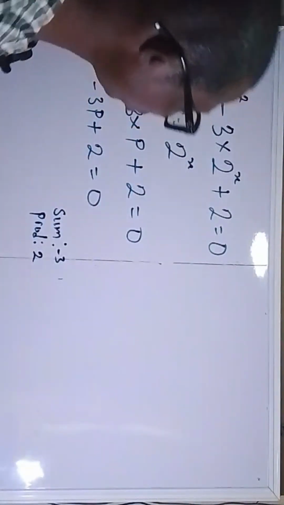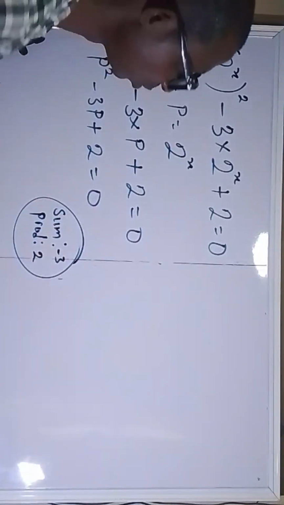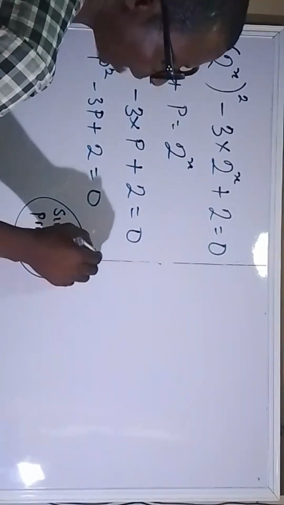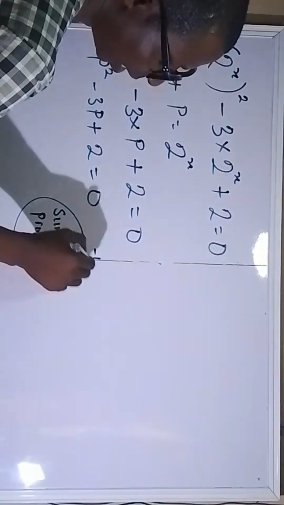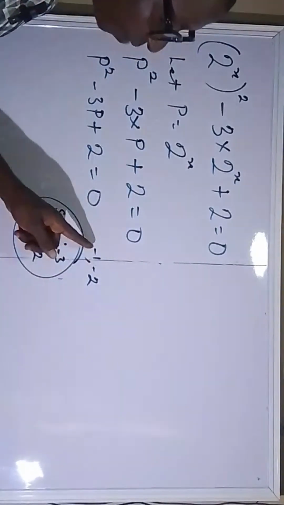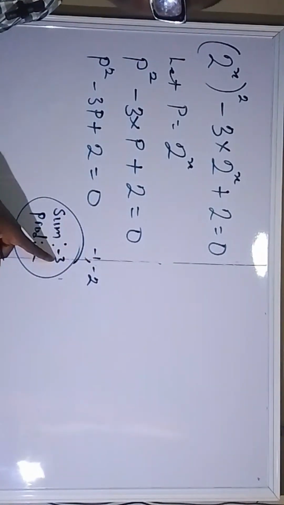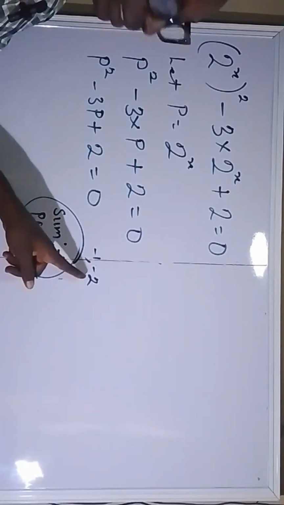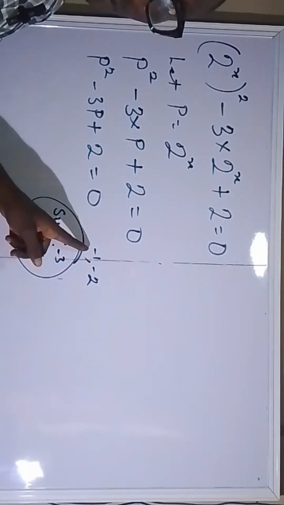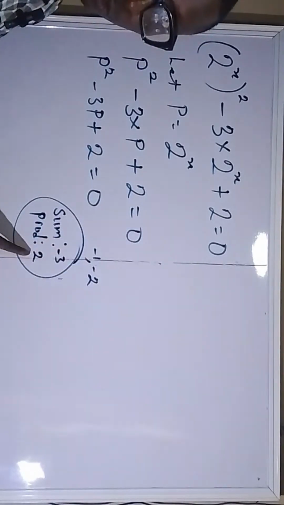So now the two numbers. I want to believe you must have done that. So the two numbers are minus 1 and minus 2. Look at it, minus 1 and minus 2. If I add minus 1 and minus 2 together, I will have minus 3. If I multiply minus 1 by minus 2, you have plus 2.